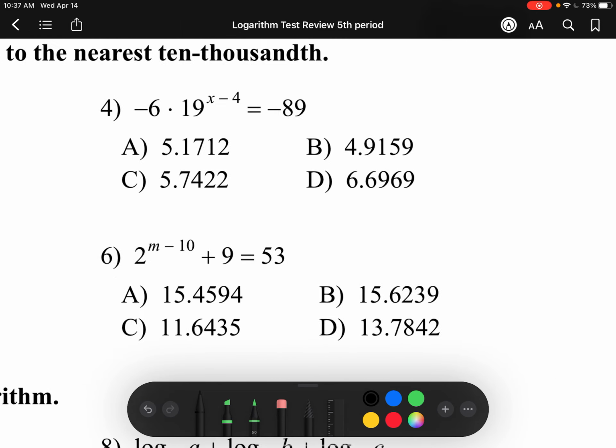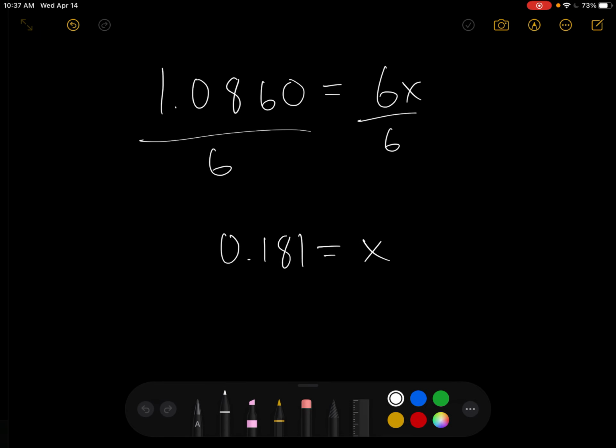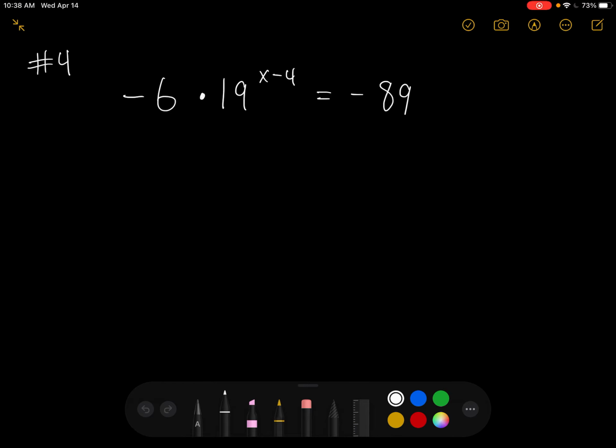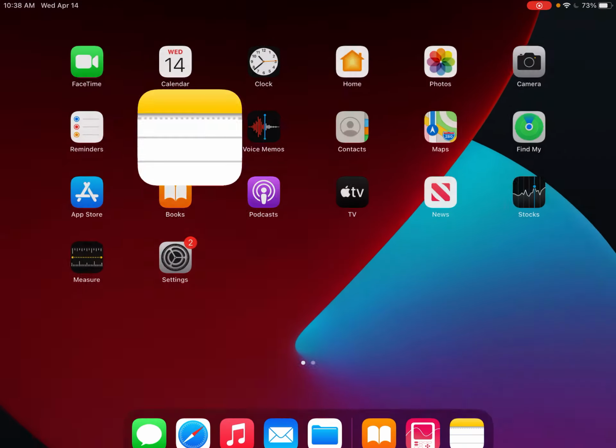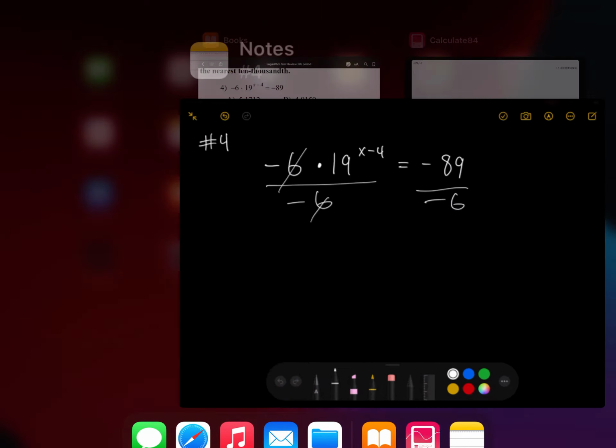All right, so let's go to number 4. Number 4, we're going to do the exact same thing. I typed it out. I need more space, so number 4 is right here. The first thing I have to do is get rid of this -6 because I'm isolating my exponential expression. So I'm going to divide both sides by -6. Let's get rid of this right here. I'm going to go to my graphing calculator because -89 divided by -6 is not a whole number. -89 divided by -6 gives us 14.83 repeating.